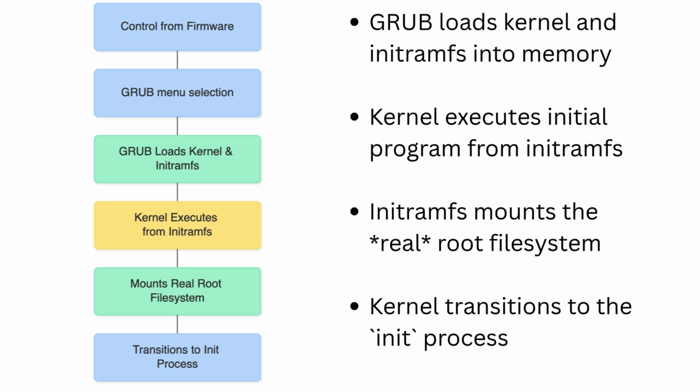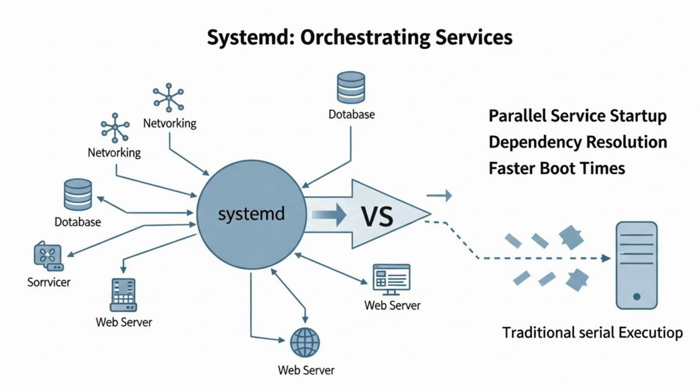Now that the kernel has taken over and mounted the root file system, it's time for the init process to bring the system fully online. Modern Linux distributions primarily use systemd, a powerful and complex init system. Older systems might still use SysV init, but systemd has become the de facto standard due to its parallelization capabilities and extensive features. Systemd's first job is to bring up the core services needed for a minimal operating environment.